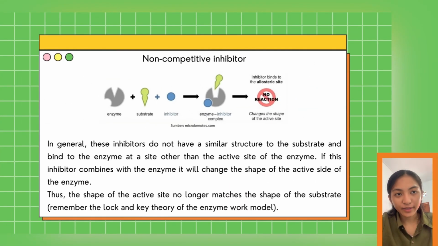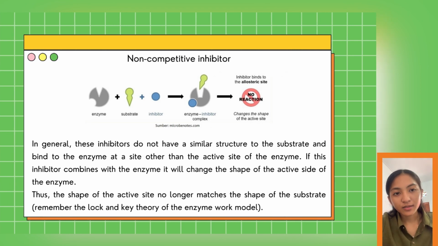Next, non-competitive inhibitor. In general, these inhibitors don't have a structure similar to the substrate and bind to the enzyme at a site other than the active site of the enzyme. When this inhibitor combines with the enzyme, it will change the shape of the active site of the enzyme. Thus, the shape of the active site no longer matches the shape of the substrate. Remember the lock and key theory of the enzyme work model.